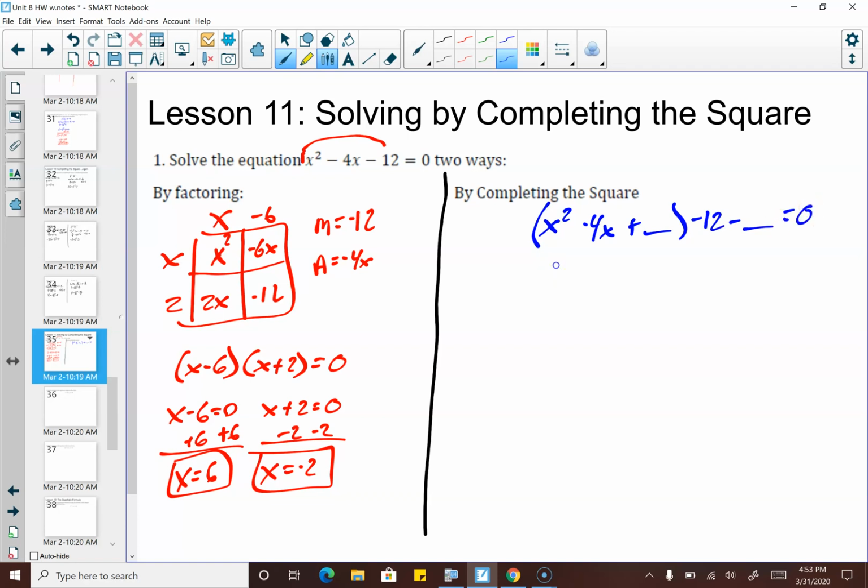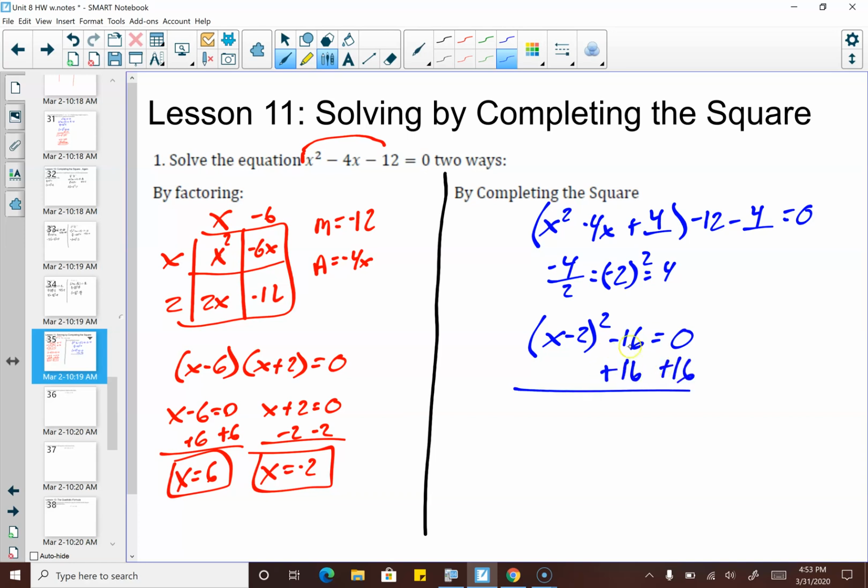So when we add in our lines, we take our negative 4 divided by 2. Negative 2 squared is 4. So 4 goes on the first line. There's nothing to multiply out in front, so negative 4 goes on the second line. X minus 2 is what our factoring becomes. Negative 12 minus 4 is negative 16. So we're equal to 0. So that's the completing the square part. Now we'll do the solving part.